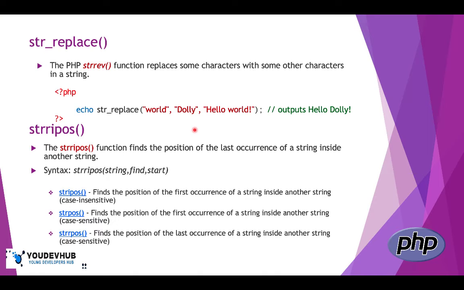Okay, coming back here, for strrpos, we said the function finds the position of the last occurrence of a string inside another string. I'll be giving you that as homework to find out how this can be used on your own.